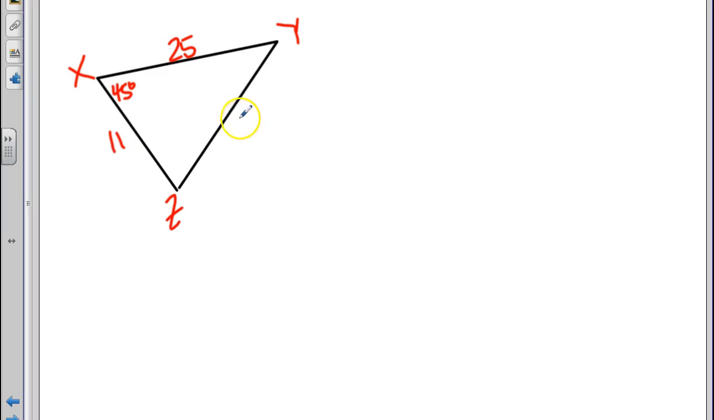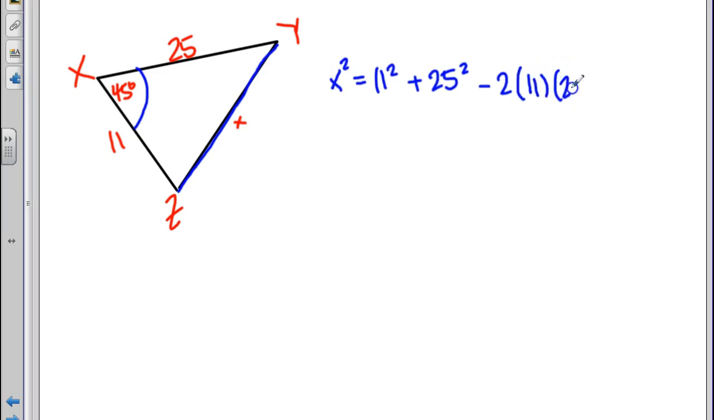All right, so I don't have side X, and I have side Y, and I have side Z, and I have angle X. So this is law of cosines because I have an angle and then two sides around it, or I have two sides and the included angle. So law of cosines. So the side that I'm missing, which is x, x squared equals, and then the two sides that I'm given squared and added together, so 11 squared plus 25 squared minus 2 times 11 times 25 multiplied by the cosine of 45.